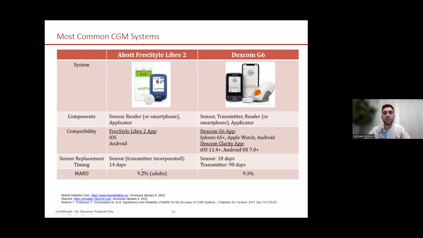Sensor timing: the Libre, you wear it for 14 days and then you take it off and put a new one on. For the Dexcom, the sensor itself is only good for 10 days, but the transmitter is good for 90 days. So you take off the whole system and you leave the transmitter for 9 sensors, basically.